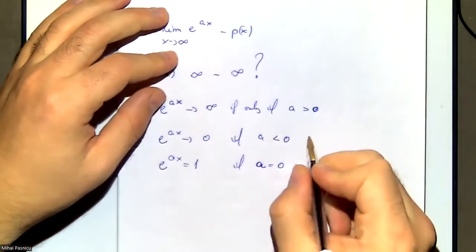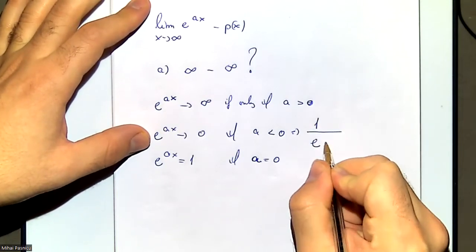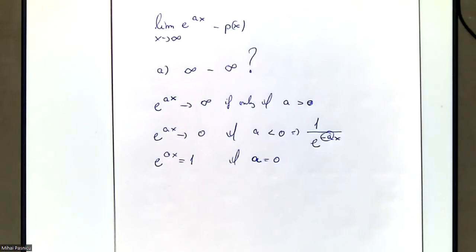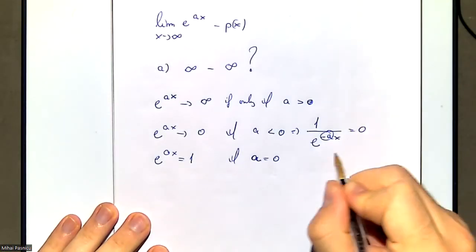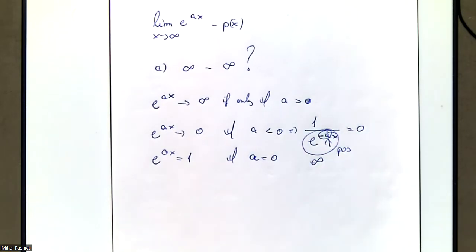The reason being, if a is negative, I can just write it as 1 over e^(-ax). This is positive this time. So I have 1 over infinity kind of thing. So the exponent goes to infinity, and this is 0. These are like 3 cases, depending on the value of a. If a is positive, then you have infinity, otherwise 0, and otherwise 1. Now what about a polynomial?